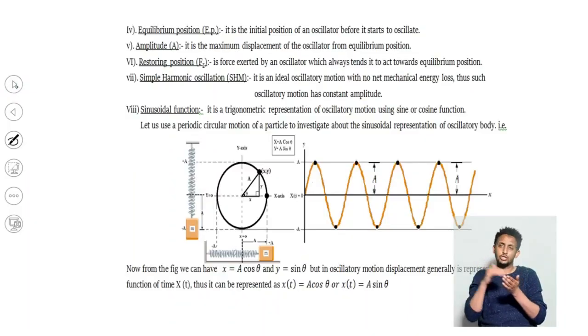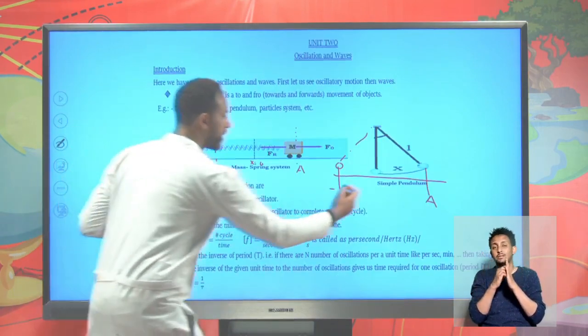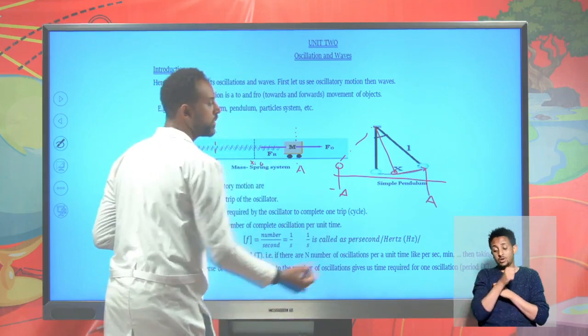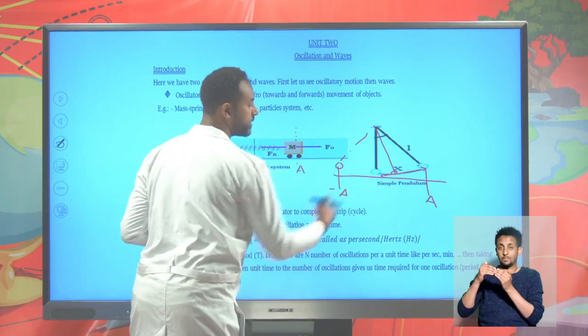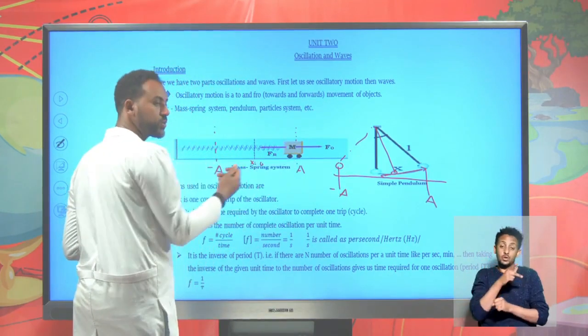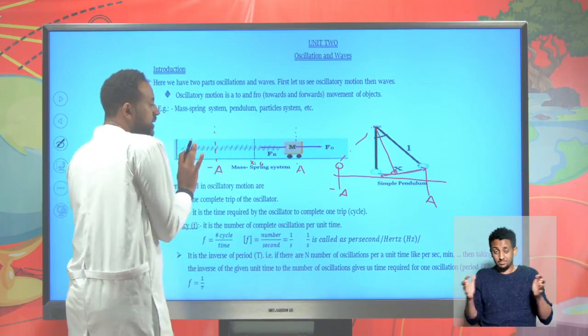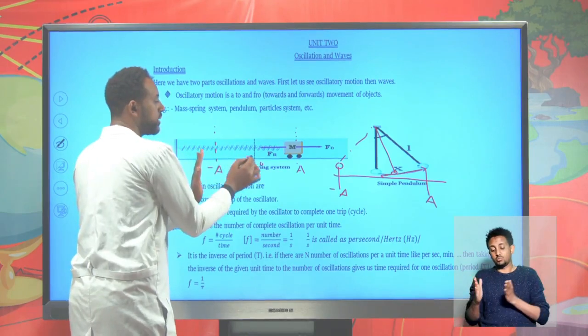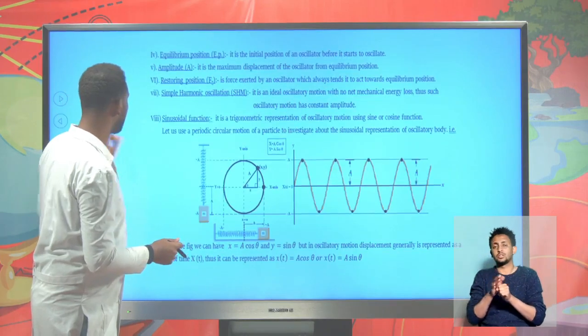Restoring force is a force which is always exerted towards the equilibrium position. For example, if I pull this bob, as we call it, in this direction, there is a force which tends towards the equilibrium position. That is what we call restoring force. If I pull the spring, it tends towards the equilibrium position. Or if I compress the spring, it tends to push backward to the equilibrium position. A restoring force is a force which always acts towards the equilibrium position.